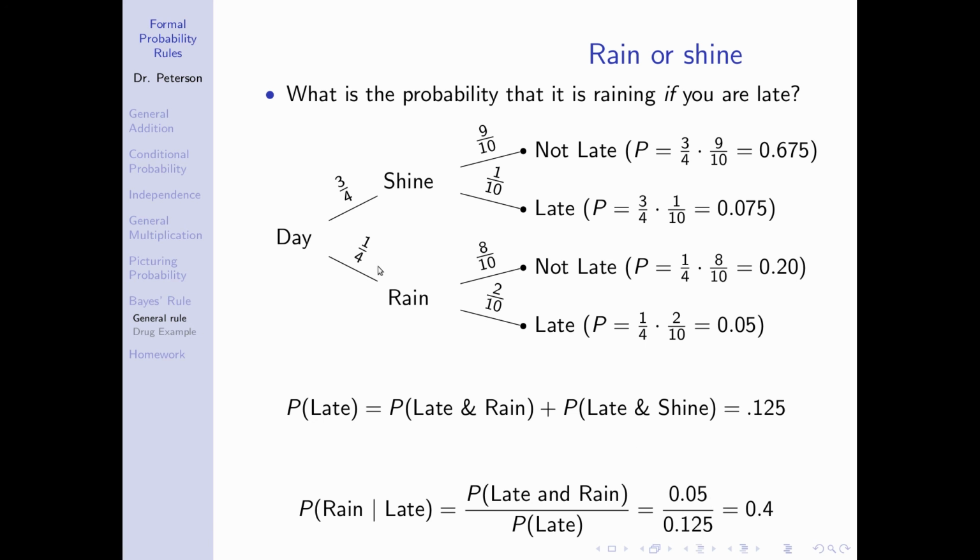Note that this is rather different than the baseline 0.25 we had before. This is all coming from Bayes' rule, and what is important to remember is that these probabilities here matter. We'll see that in a drug example in a separate video.